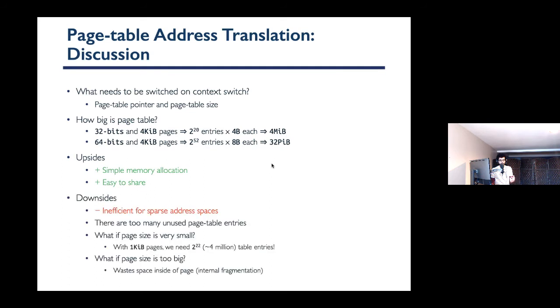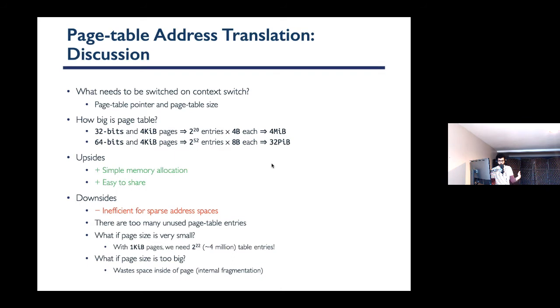Now, what are the downsides? It's inefficient if you have a sparse address space. A lot of entries are going to be invalid, and that's a waste of memory, right? You're keeping all these entries in your page table, and 90% of them are invalid. So why are you keeping those entries to start with? But because of the limitations of the method, you have to have those entries and just keep them invalid. So it's inefficient.